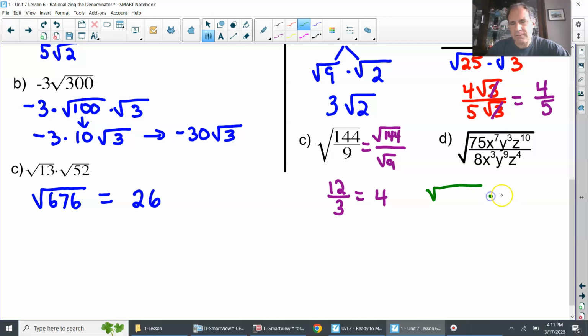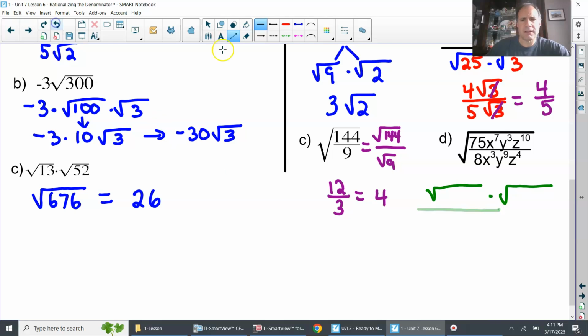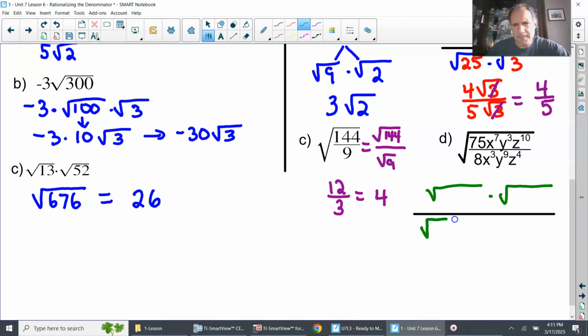Perfect square and a non-perfect square. And then I'm going to put that over, let's see if I could draw a nice straight line. That's a perfect square house and a non-perfect square house. And then another perfect square radical and a non-perfect square radical.